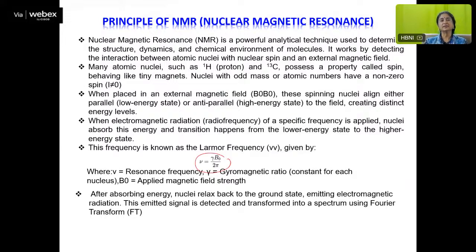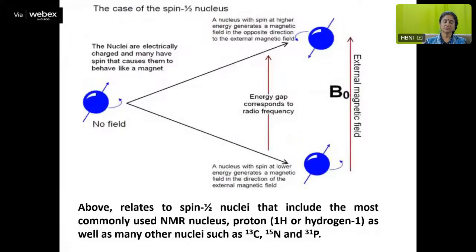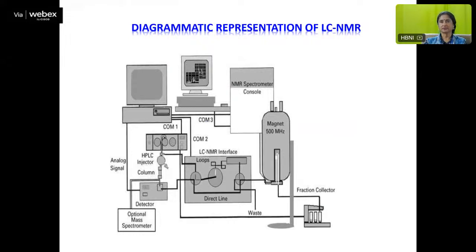So now after absorbing energy, nuclei relax back to the ground state, emitting electromagnetic radiation. Now this emitted signal is detected and transferred into a spectrum using Fourier transform. So that is how you get an NMR spectrum. This is a typical pictorial depiction. This is a block diagram of LC-NMR. Here HPLC columns are there and then NMR is there.